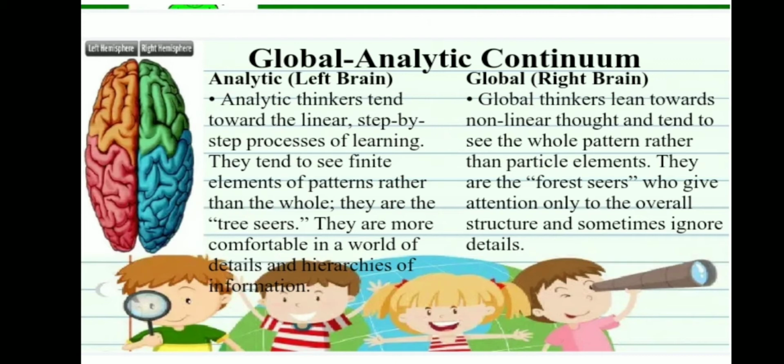They are the three C's. They are more comfortable in a world of details and hierarchies of information. Global right brain. Global thinkers tend towards nonlinear thought and tend to see the whole pattern rather than particular elements. They are the forest seers who give attention only to the overall structure and sometimes ignore details.